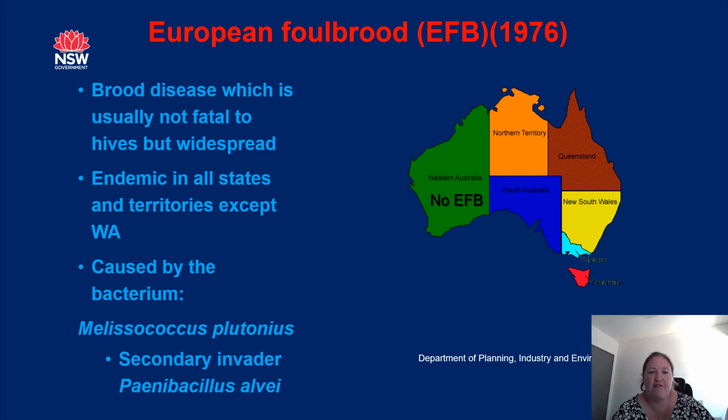Moving on to EFB, or European foul brood, it is also a brood disease which usually is not fatal. It is widespread and is endemic to all states and territories of the east of Australia. It has not yet been discovered in Western Australia. It's caused by the bacterium Melissococcus plutonius, and it has a secondary invader, the bacteria Paenibacillus alvei, not to be confused with Paenibacillus larvae, which is the AFB bacteria.